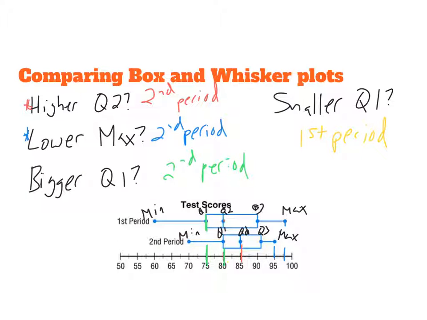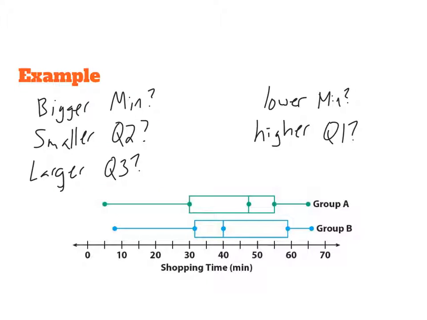Okay, so basically you just need to figure out which one of the 5 number summary you're comparing in each one, and whether they want a larger number or a smaller number. We've got another example here of 2 box and whisker plots. We've got group A on top, group B on bottom, so we'll just use A and B.